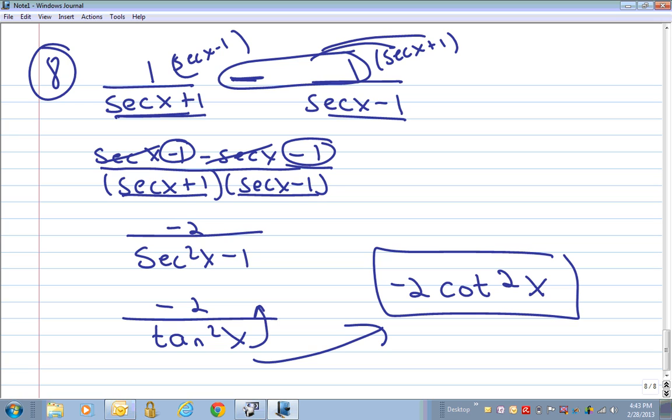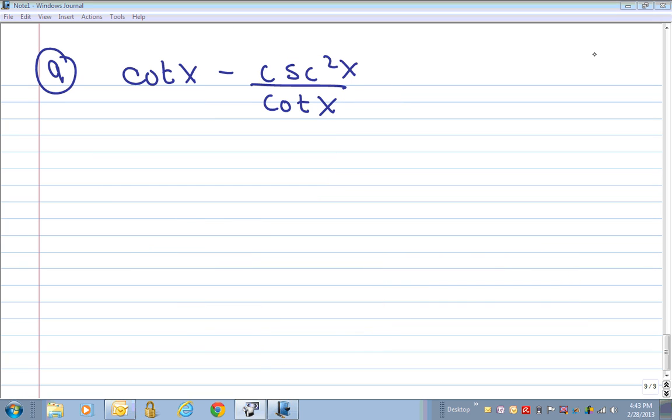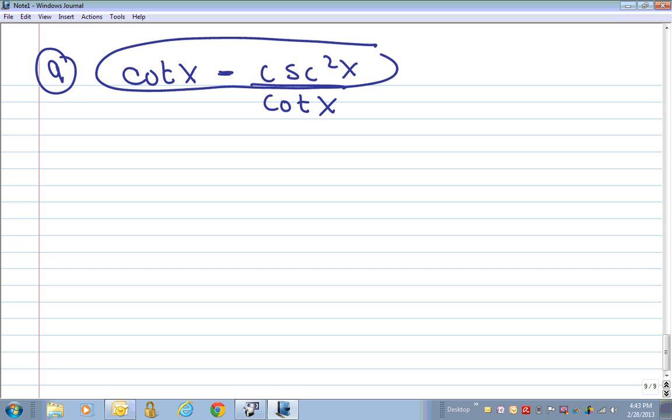Let's look at 9, which is another one of these. All right, for number 9, we have cotan x minus cosecant squared x over cotan x. Here's one of the largest mistakes made, so please do not make this tomorrow. You may not, and I say again, you may not cancel the cotan at the top and the bottom. The top of this is connected by that subtraction sign, so all of this is one piece of information. You cannot cancel those cotans out.